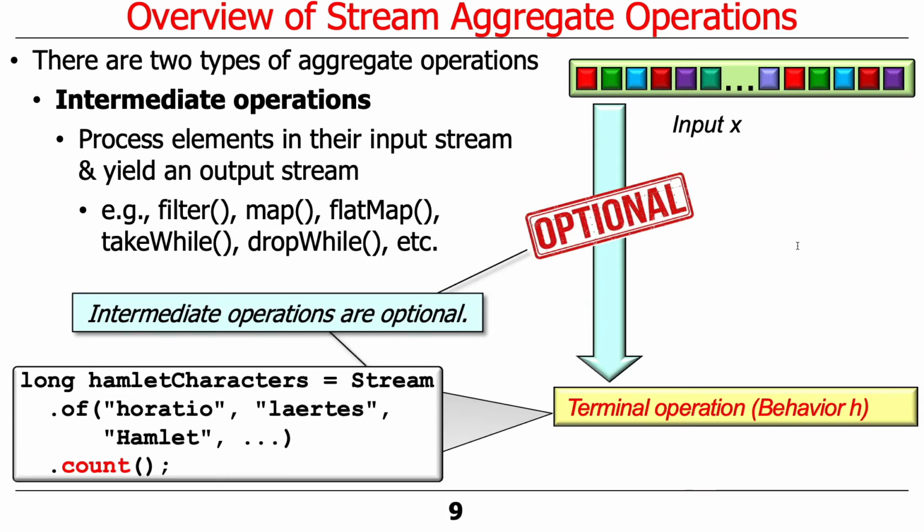Interestingly enough, you don't have to put intermediate operations in a stream at all. There's no necessity to do that. Now, it's almost always the case that you do, but you could write something like this. You could say Stream.of, give a list of character names from the play Hamlet, and then just say .count. That will return a count of the number of characters in Hamlet. In this case, let's say there were 17 characters, that would give you back 17.